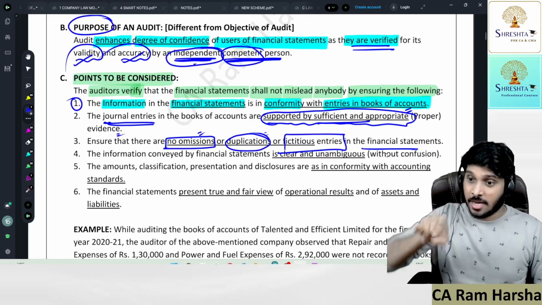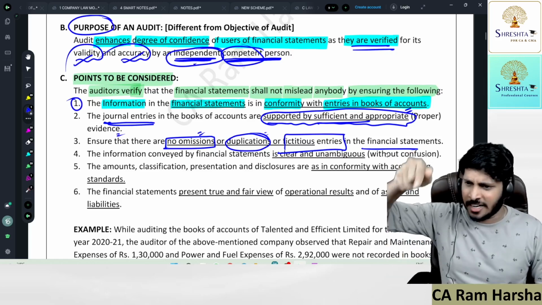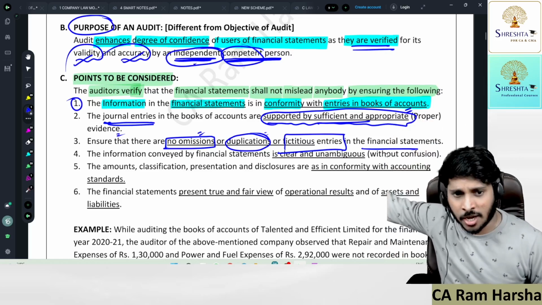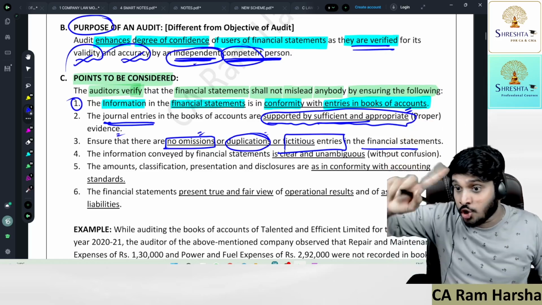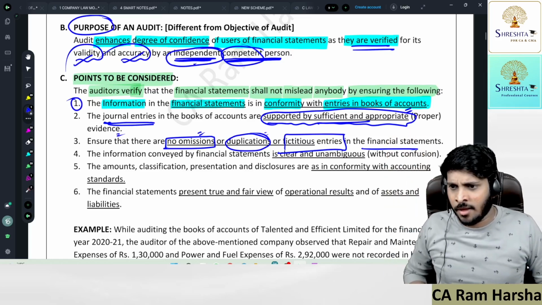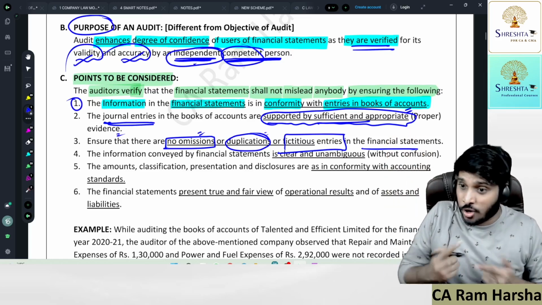Can they contain fictitious entries or should they not, sir? Which one is right? They should not contain. When financial statements do not contain fictitious entries, then they are right or they're wrong? Right.